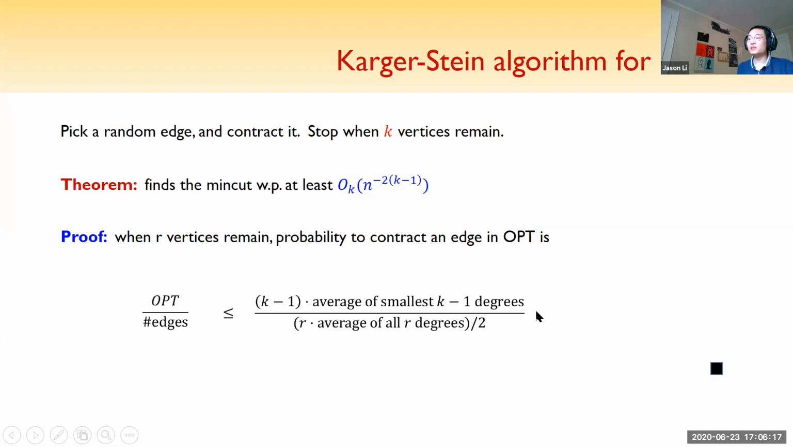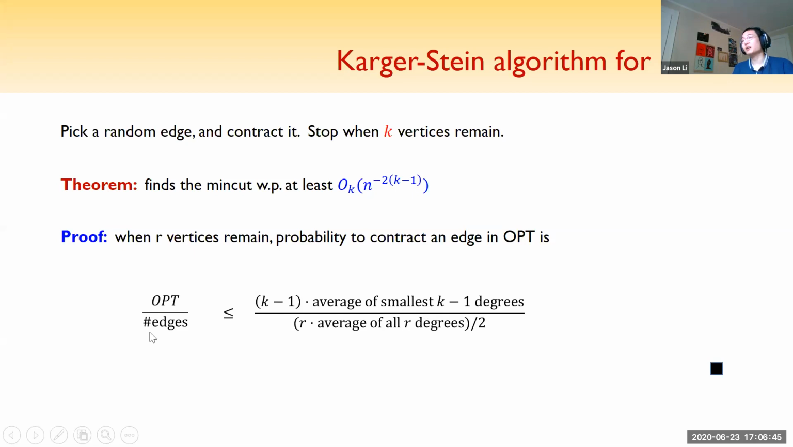And the reason is, what is one way to get a k-cut? Sorry, one way to get a min k-cut is by picking the smallest k minus 1 vertices in the graph, the sum of k minus 1 degrees. And this is a valid k-cut. Opt can only be smaller.